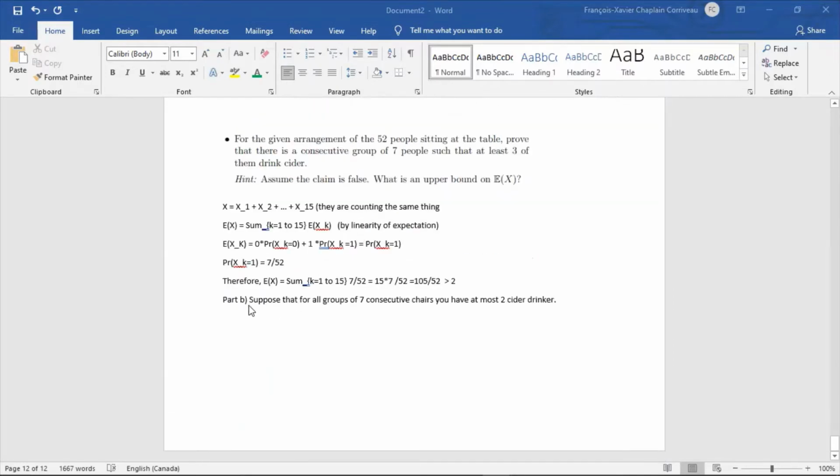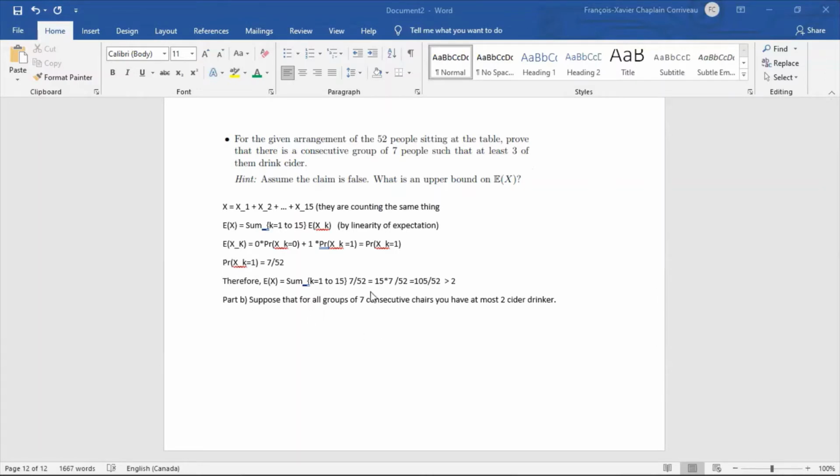So now, suppose that the claim is false. So we suppose that for all groups of 7 consecutive chairs, you have at most 2 cider drinkers. So what is the expected number of cider drinkers that you should get for one group of chairs? Well, it should be less than 2. It should be less or equal to 2, right? So again, he might have made a small typo in his solution.